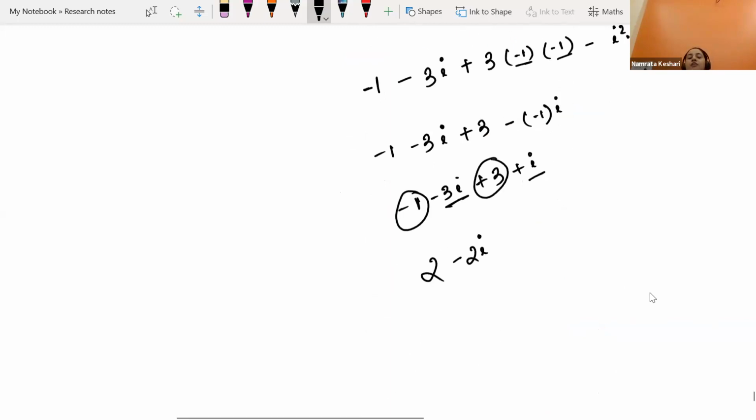We have written it in the form of a plus ib. If the question is what is the real part, it's 2. What is the imaginary part, it's minus 2. Yes or no? Any confusion, Ali and Alina? Yes, no, ma'am. Any confusion?